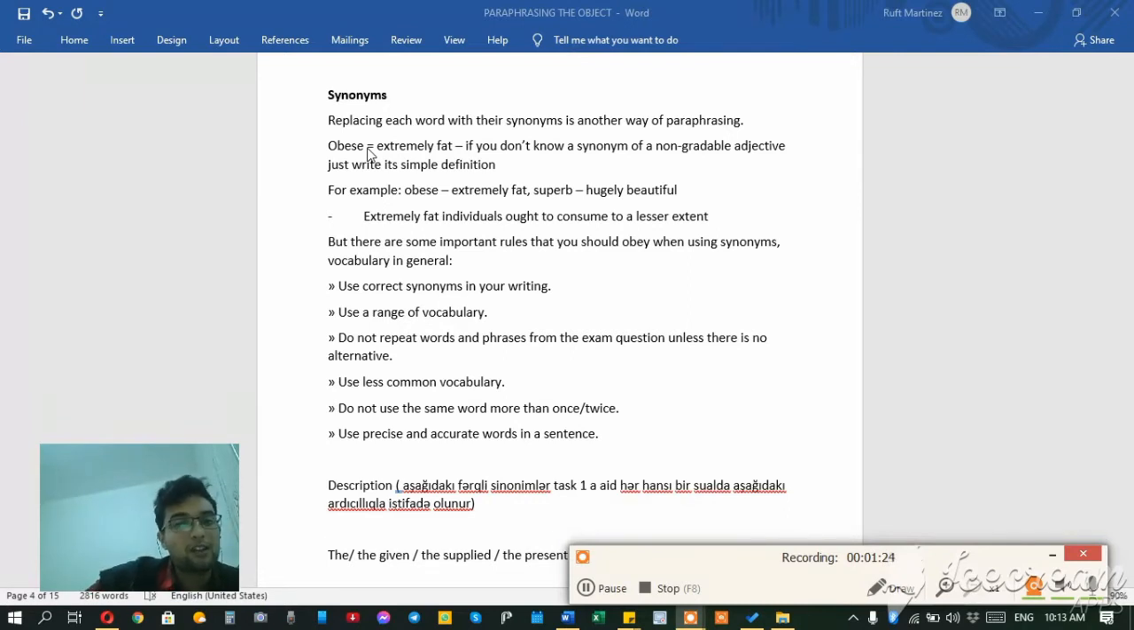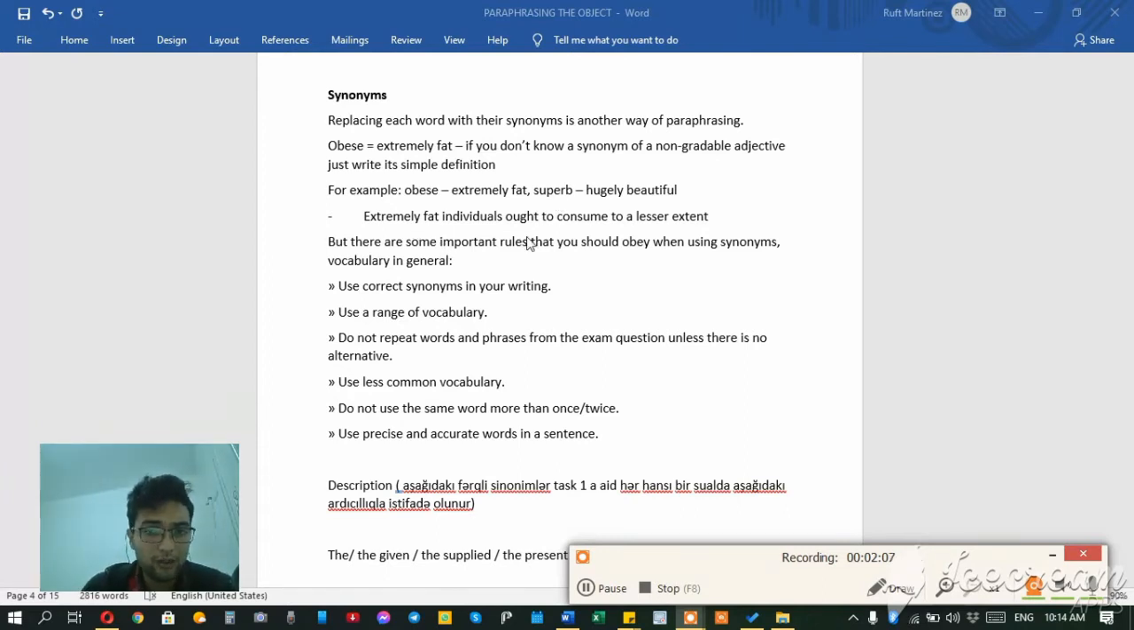If you don't know a synonym of a non-gradable adjective, just write its simple definition, as I've written here. For example, obese means extremely fat. Superb means hugely beautiful or humongously beautiful. For adjectives, you can check out the file called non-gradable and gradable adjectives. So for paraphrasing, it's so important that you have a nice range of vocabulary, which means a good vocabulary, not the best vocabulary, but a good vocabulary, just to use these tips and tricks and get a higher score.